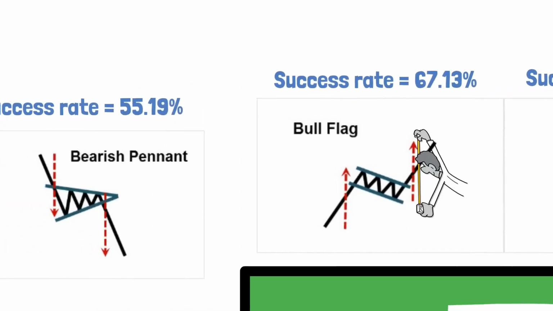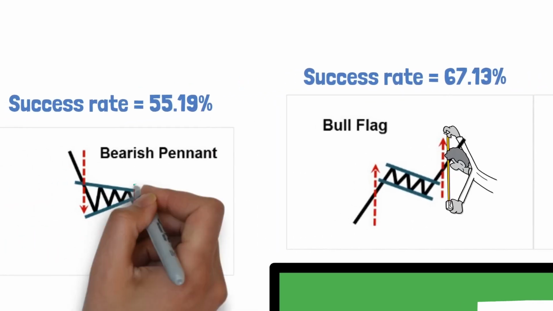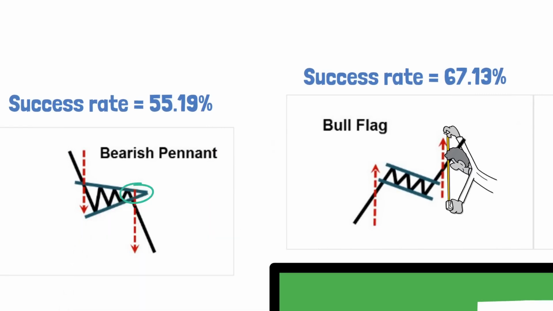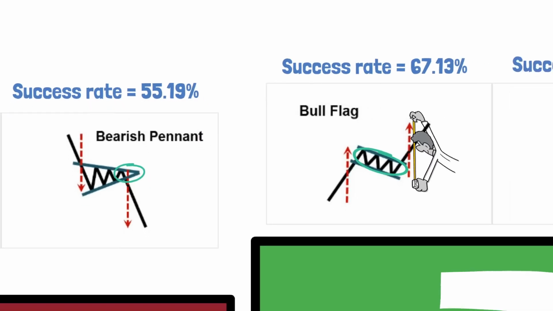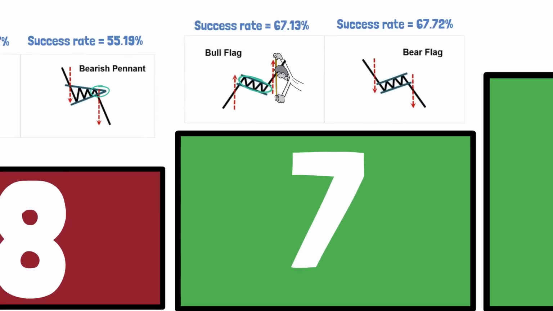The flag is like the pennant, other than the pennant shows a contraction at the breakout point, whereas the flag only consolidates throughout the pattern. A small visual difference, but a significant change in reliability.